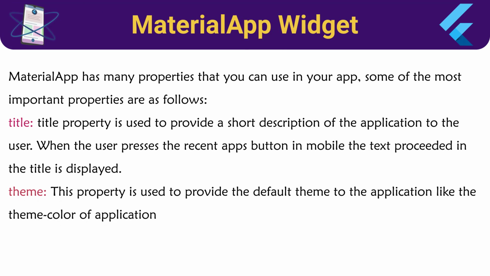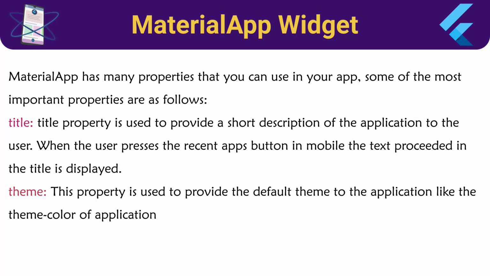MaterialApp has many properties that you can use in your app. Some of the most important properties are as follows. Title. The title property is used to provide a short description of the application to the user. When the user presses the Recent Apps button in mobile, the text provided in the title is displayed.